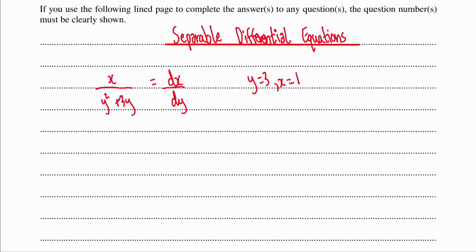This says x over y squared plus 3y is equal to dx by dy. Now, this is not even dy by dx, this is dx by dy. So let's change this around, and we'll come to the y equals 3, x equals 1 later. Let's take 1 over everything on both sides. If you swap the numerator and denominator around, we'll have y squared plus 3y divided by x is equal to dy by dx.